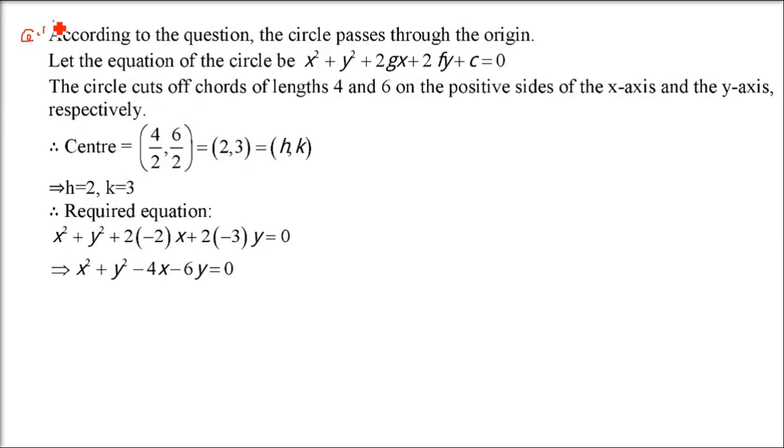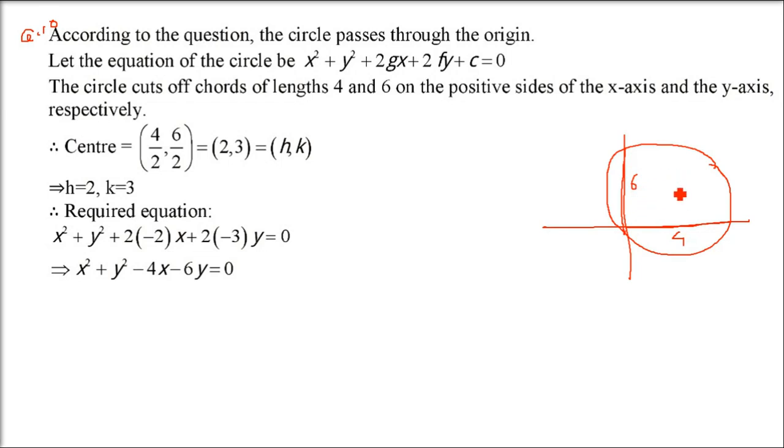This is question number 10. Find the equation of the circle which passes through the origin and cuts off chords of length 4 and 6 on the positive side of the x-axis and y-axis respectively. So here is a circle. It's just a rough idea I'm giving. The positive side of x-axis is 4 and y-axis is 6. So it's cutting at x and y.